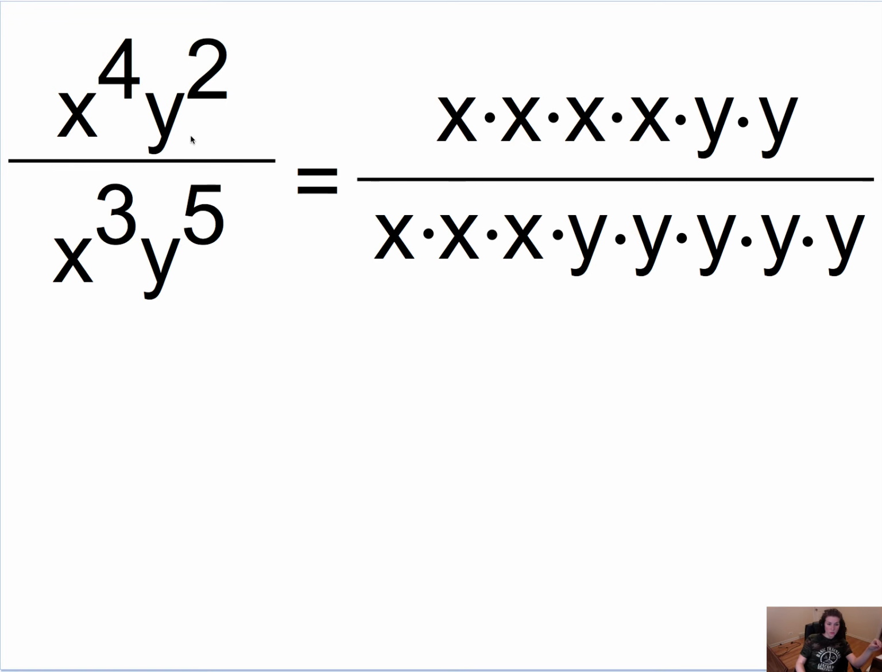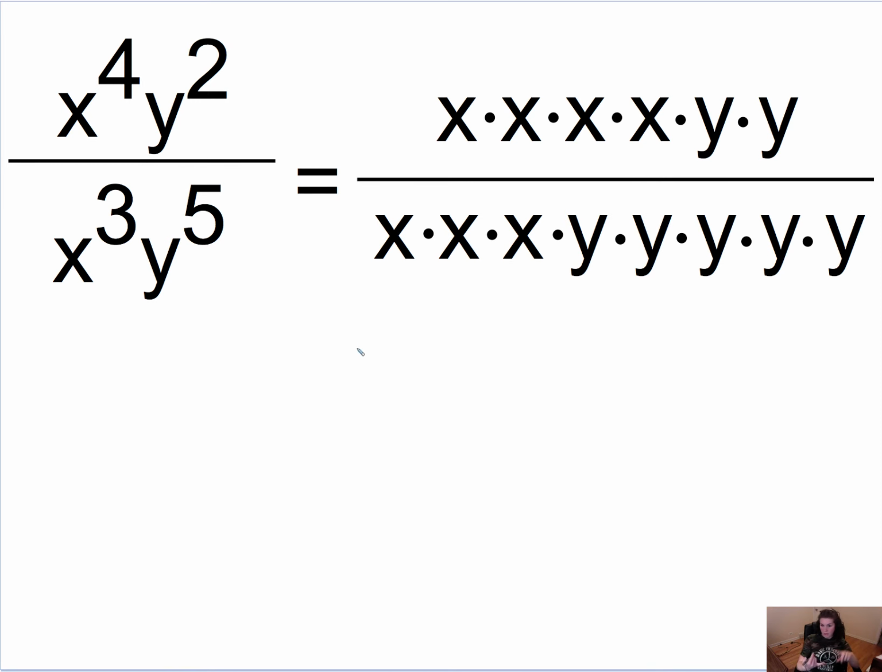So x to the 4th, remember, really means x times itself 4 times. So 1, 2, 3, 4. y squared really means y times itself 2 times. 1, 2. Then in the denominator, x to the 3rd means x times itself 3 times. 1, 2, 3. And y to the 5th means y times itself 5 times. 1, 2, 3, 4, 5. So I have that all listed out here.